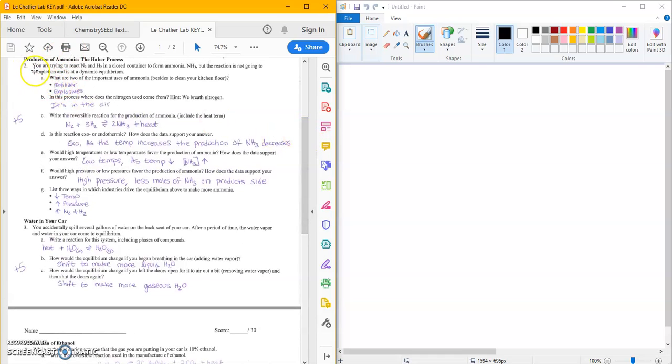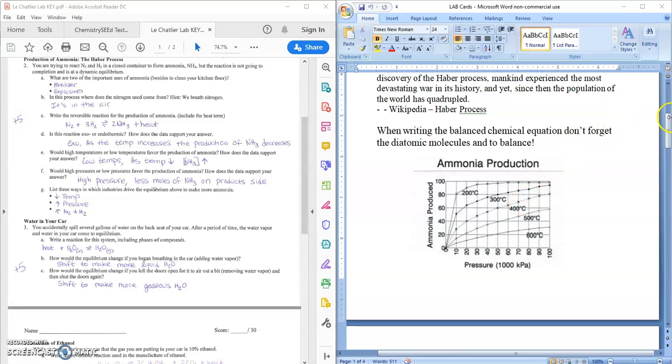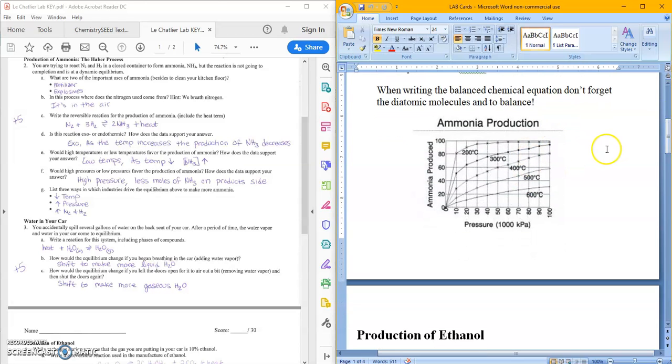One of the ones that we did was the production of ammonia, and it asked you to include the heat term. The only way you could do that is if you looked at the graph that was provided. So I just pulled up the graph that was on the card, and you need to look at the temperature and how much is being produced at each. If I look at this graph, I see that at 200 degrees Celsius, I'm producing a lot of ammonia. It's the highest it can possibly be, whereas when I increase the temperature, the production of ammonia goes down.